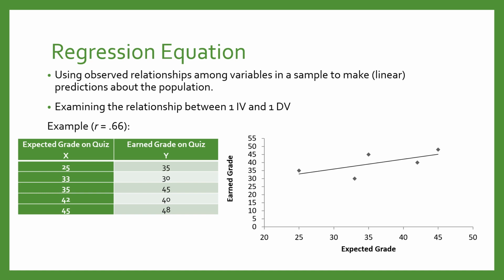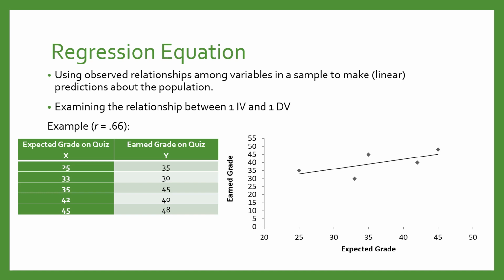So I used Excel to analyze this data and found a correlation that was strong and positive, 0.66, which suggests that people who expect higher grades tend to get higher grades. And people who expect lower grades tend to earn lower grades, right? Positive relationships means X and Y tend to go in the same direction. And you can also tell this by looking at the scatter plot.